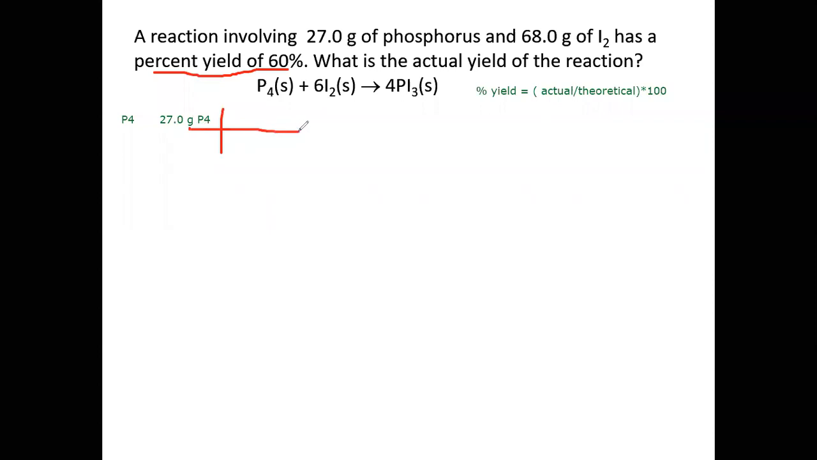First step, convert it to moles that we want. Second step is to convert it to the moles of the product. So we're going to go mass to moles and then moles to moles. And phosphorus is the only non-metal on the periodic table that is tetraatomic.